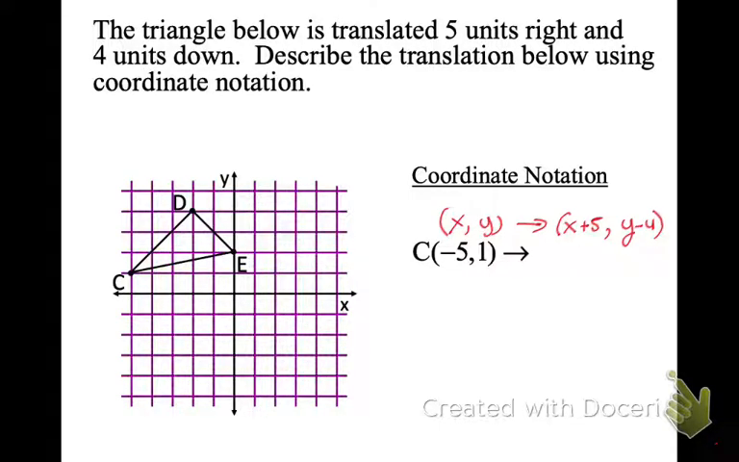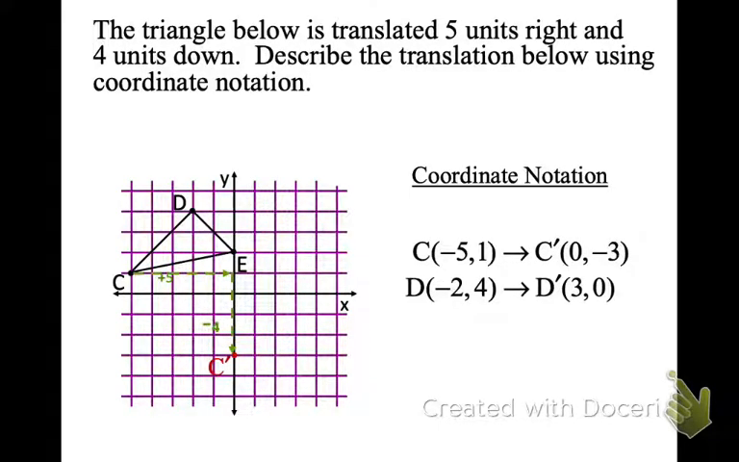We can just do that right here without even counting the boxes, or you can count the boxes, it doesn't matter. So here I'm going -5 plus 5, so that new x would be 0, and 1 minus 4 would be -3. So my new point would be at (0, -3). All right?